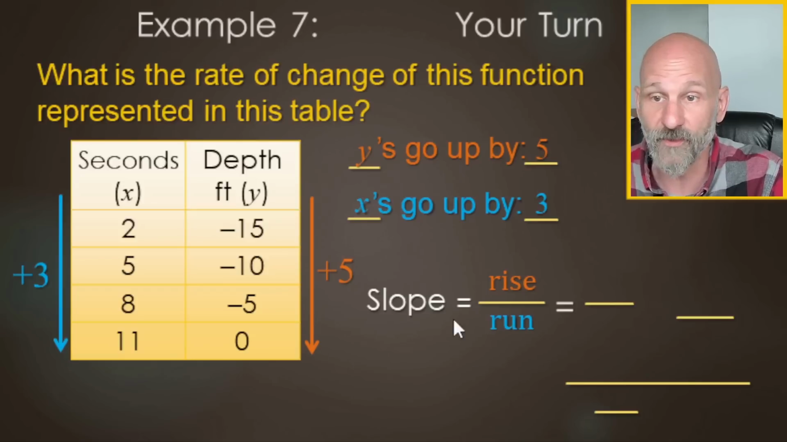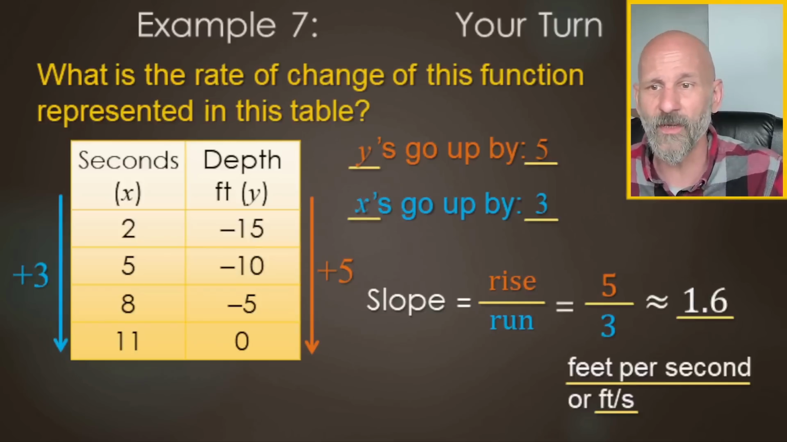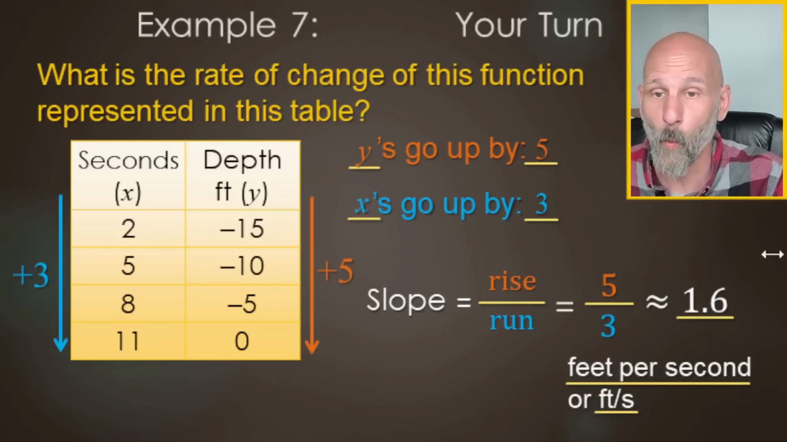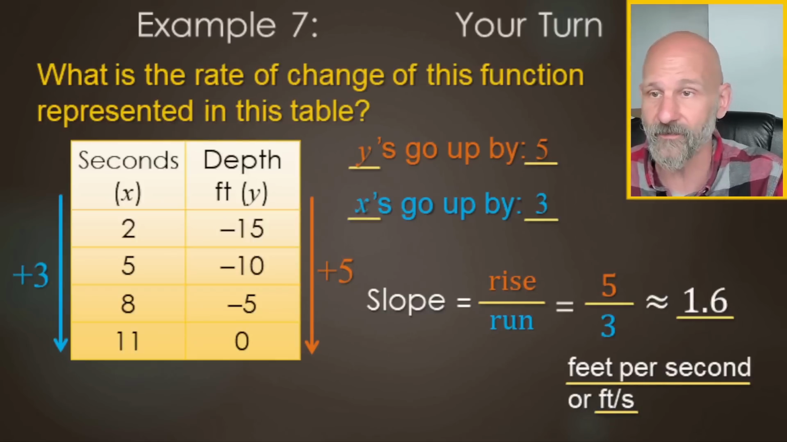So remember, with our slope, that's rise over run. Rise goes with the y's, so that's going up by 5s, and then the run is going by 3s. So 5/3 is going to be the slope. Now, if you want to think rate with these, that would be 1.6 feet per second. In math, it's FT, and then the slash for the word per, and then S for seconds.